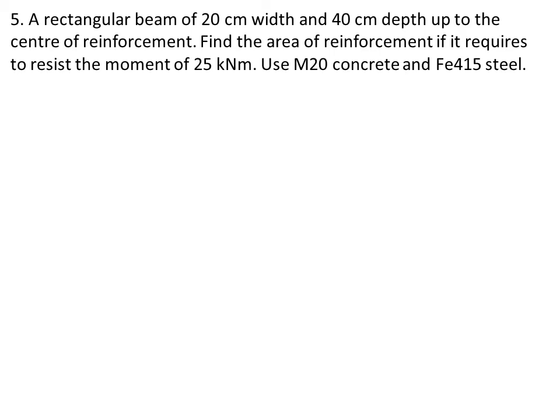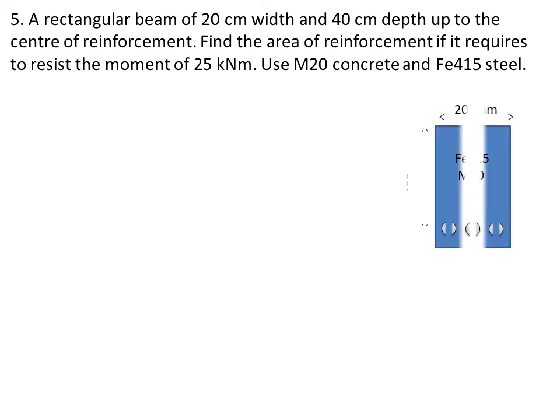It's not necessary that the question directly says this is the effective depth. Sometimes it can say up to the center of reinforcement. You should understand that it is up to the center of the bars, that is the effective depth. Here we have to find the area of reinforcement required to resist the moment of 25 kilonewton meter. Mu is directly given as 25 kilonewton meter, which we have to convert to Newton mm, and use M20 concrete and Fe415 steel. Okay, I draw out the given details of the question.